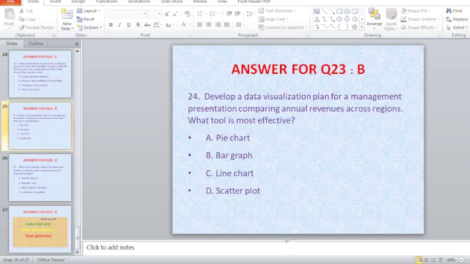Question number 24. Develop a data visualization plan for a management presentation. Compare the annual revenue across regions. What goal is most effective? A. Pie chart. B. Bar graph. C. Line chart. D. Scatter plot. The answer for this question is B. Bar graph.